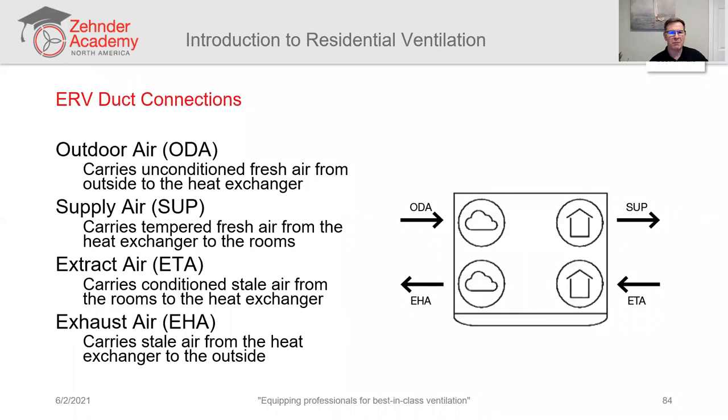So there's two airstreams, but because you're connecting to both the outside of the house and the inside of the house, these appliances always have at least four duct connections. So you can think of one set of duct connections is air flowing in one direction. The other set of duct connections is air flowing in the other direction, both flowing through the appliance. So you label your four duct connections, one as outdoor air or ODA, and this is carrying unconditioned fresh air from outside directly to the heat exchanger.